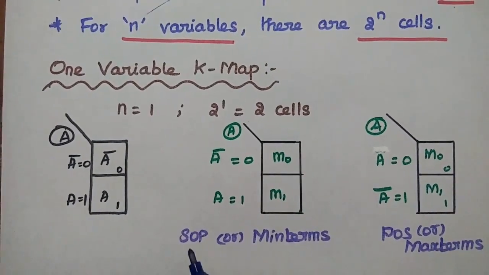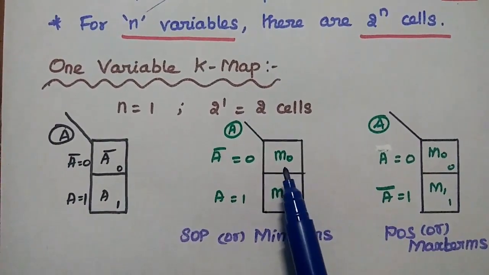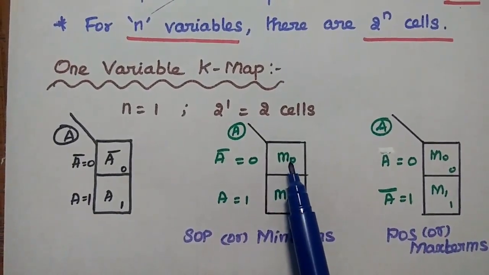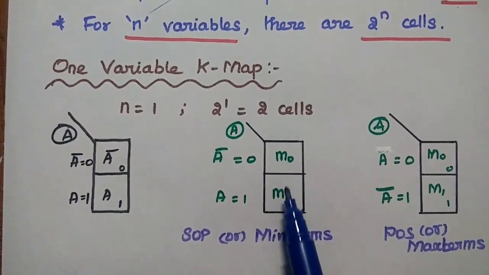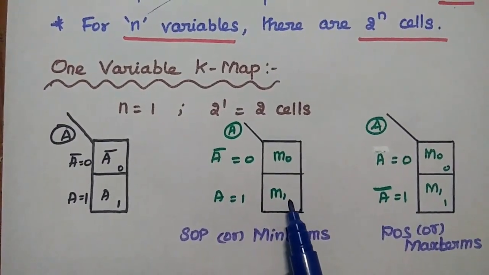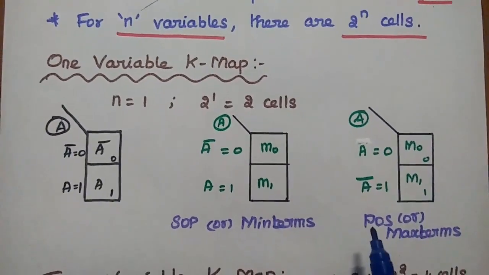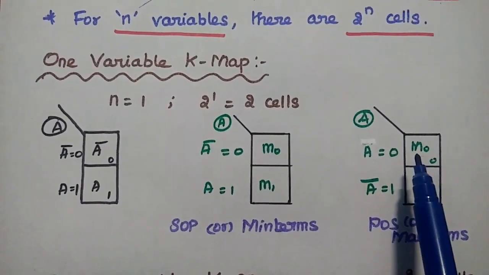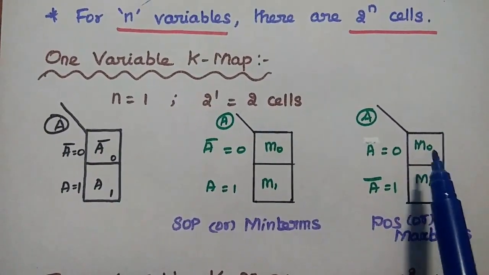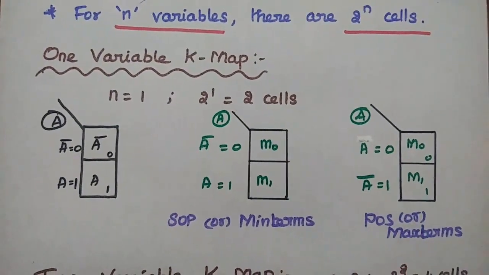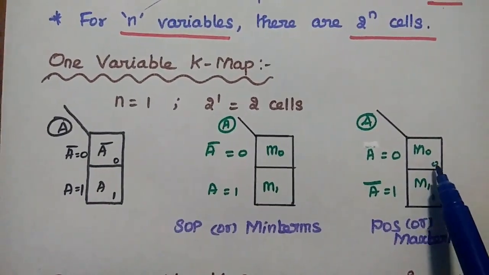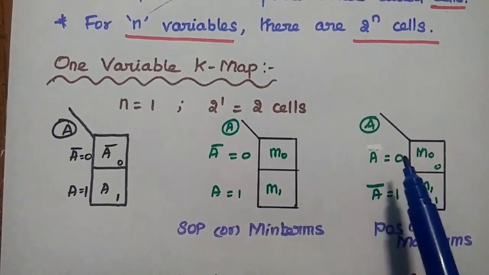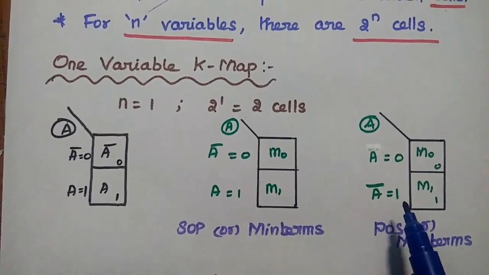In terms of sum of products or minterms, we can represent the cell as small m0. Here it is small m0, and this cell is denoted as m1. In case of product of sum or max term, we can represent the cell as capital M0, capital M1. So in max terms, we have to represent A is equal to 0, A bar is equal to 1.